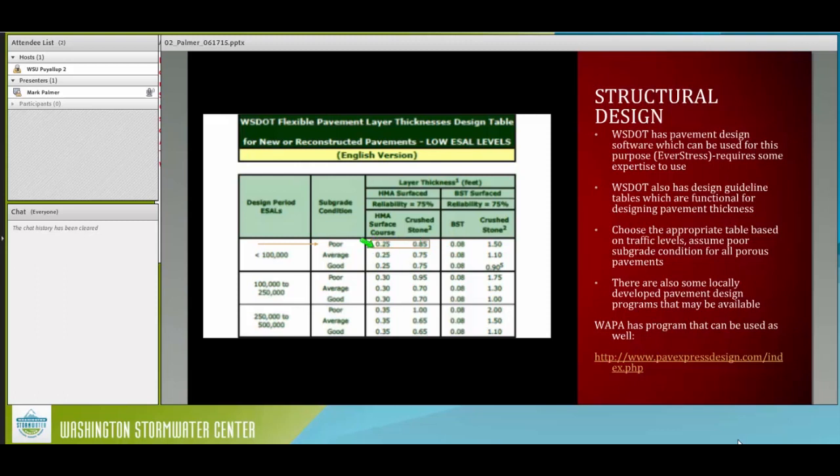I would always assume that the subgrade condition is poor, and then choose your HMA surface and stone accordingly. So here we'd have 1/4 foot of asphalt with 85/100 of a foot of stone depth or a structural on something less than 100,000 ESALs. And that would be a very low volume road. As you can see, generally, even at this low volume road, you're going to be over 1 foot in depth. So again, the frost heave depth does not usually come into play on structural design.